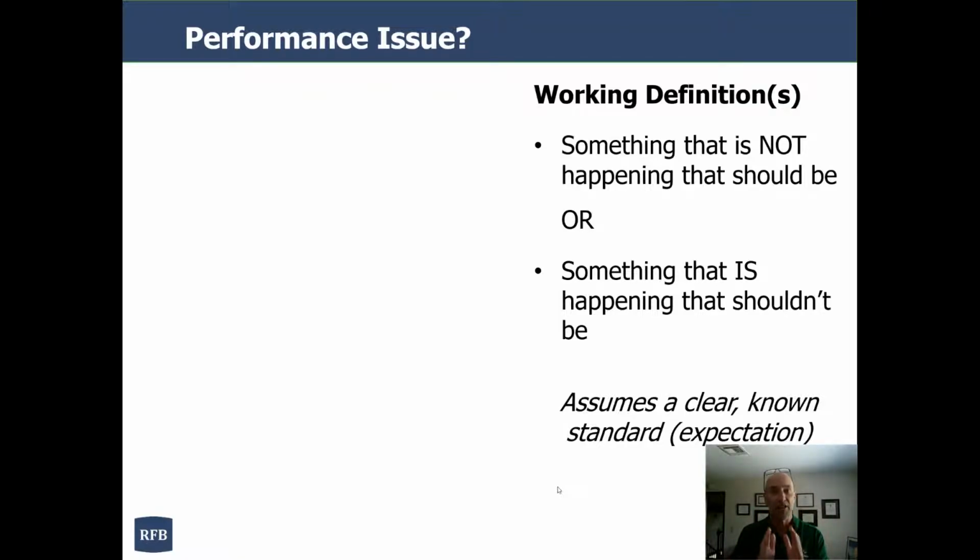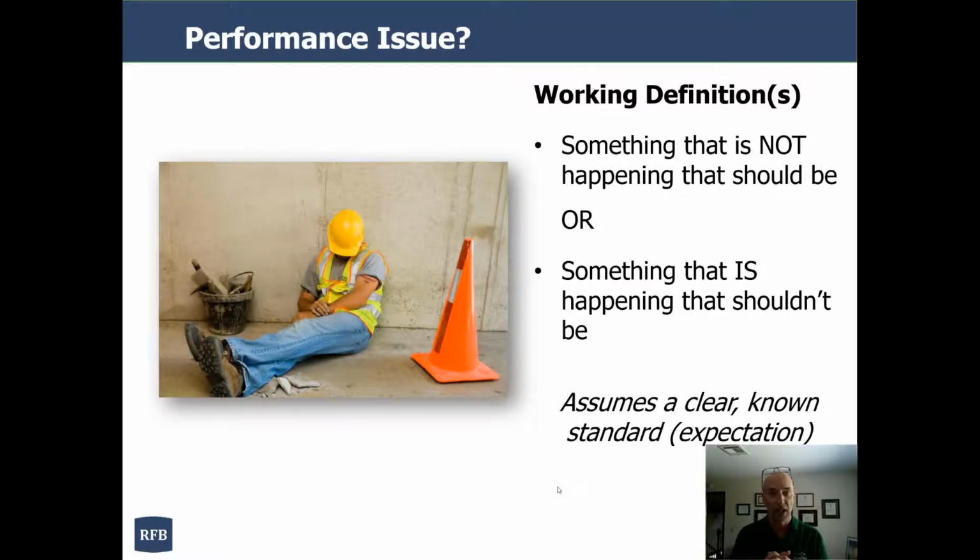Now, by definition, for it to be a performance issue, it has to violate a clear, known standard. The person who is judging performance, that is the leader, has to know where that line is, and ideally the employees also need to know right where those lines are. So with that, take a look at the screen and ask yourself the question, do we have a performance issue?